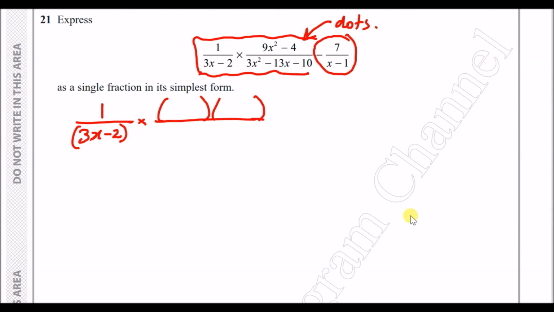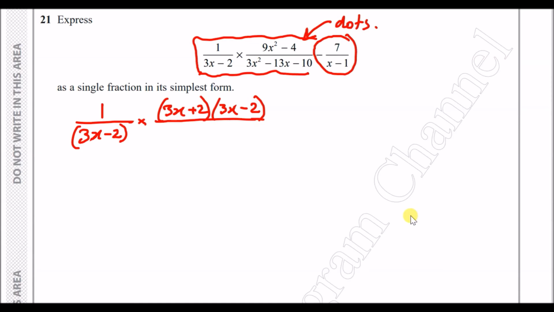We say that the square root of 9x squared is 3x, so you write that on both sides. And the square root of 4 is 2, so it'll be plus 2 and minus 2. And that's it, guys. That's literally difference of two squares. You've got a difference between two square numbers, or square terms.